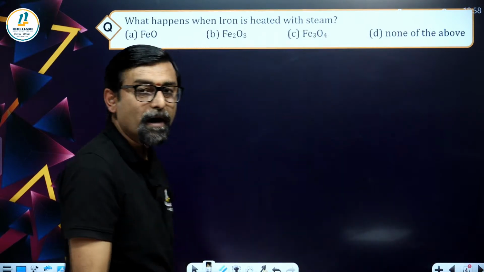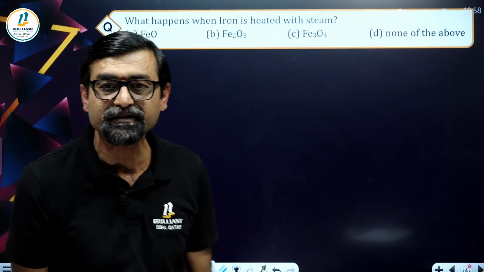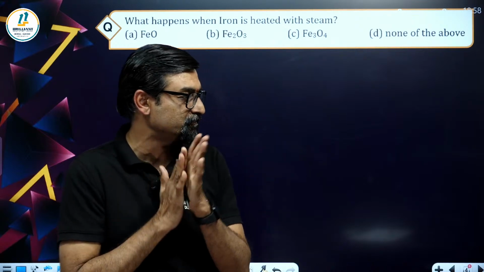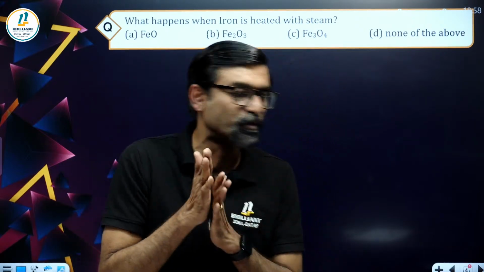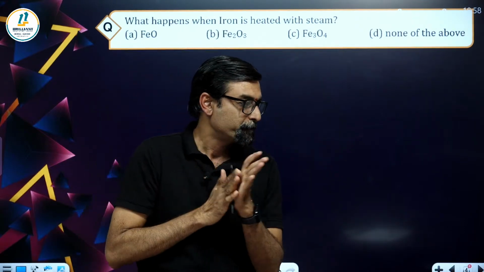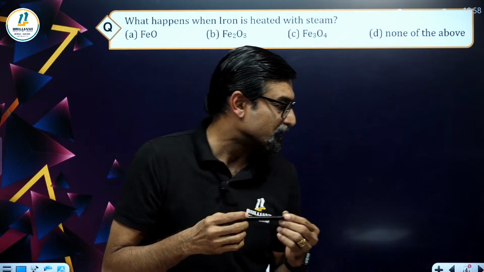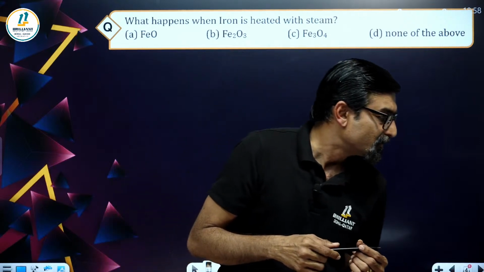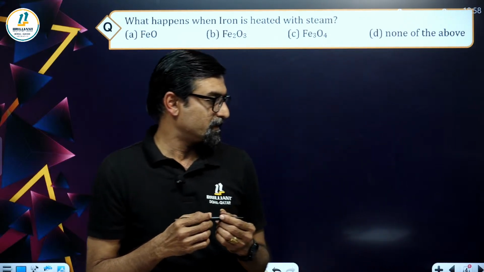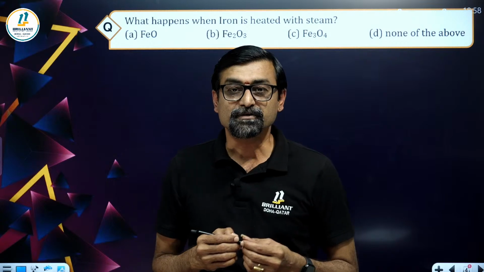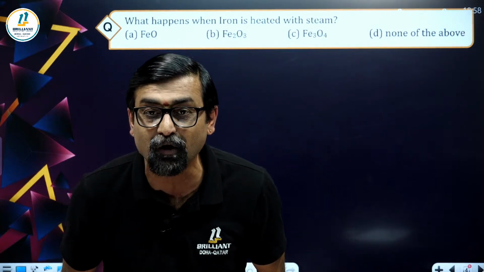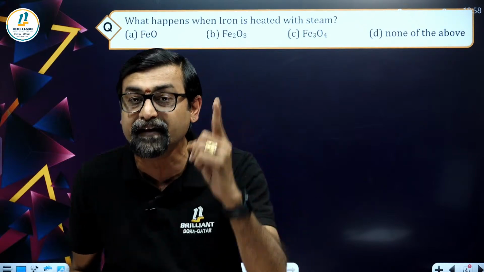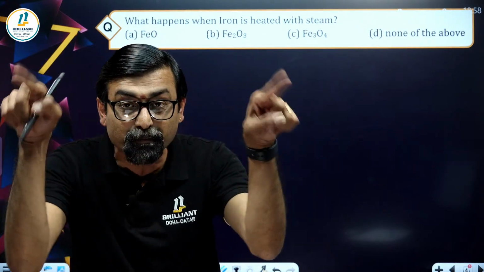Next question. What happens when iron is heated with steam? Where do you come across this equation, children? Anybody can tell me from where do you come across this equation? Venkat. Yes, come on. So this equation we find in the NCERT textbook page number 43, the last equation with the blue color.